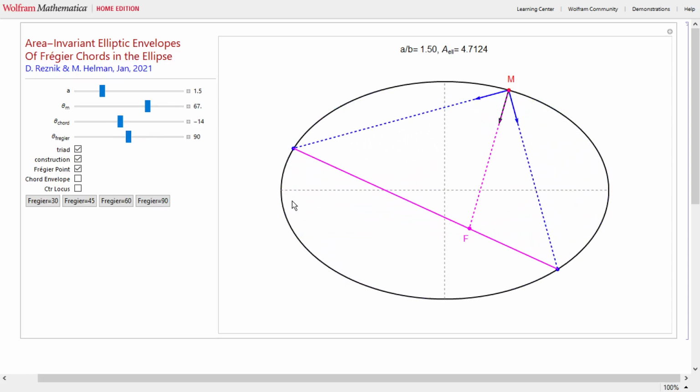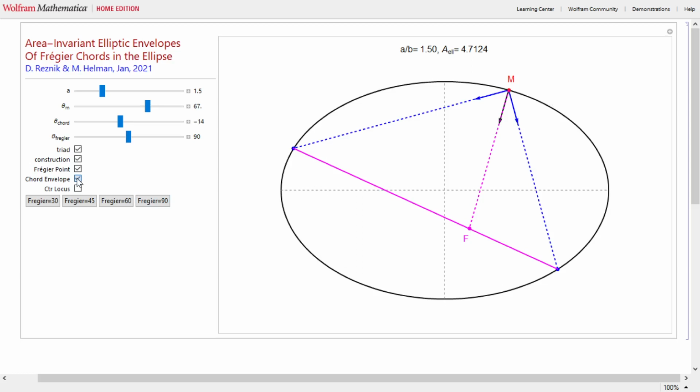So, given an ellipse with semi-axes, little a, little b, and a point on its boundary M, you have an automatic and unique association with the Frégier point with respect to M. A first question we might want to ask is, as I move M, what's the locus of F? Let's draw that.